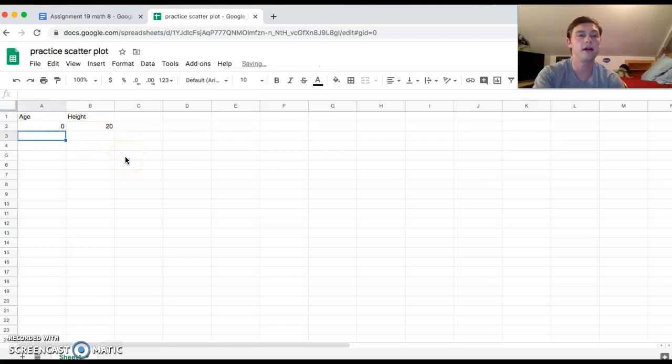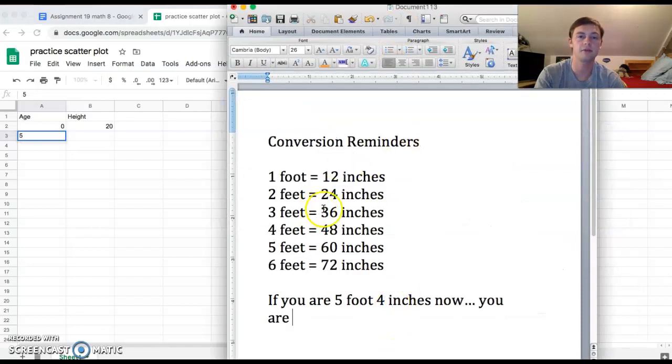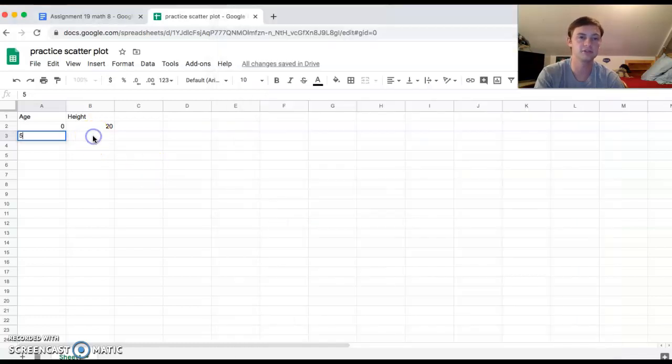When I was 5, and you guys are going to do when you're 5 too, I was probably maybe 3 feet, maybe a little more than 3 feet. So it might be helpful to have this conversion chart up here. Remember, 1 foot is 12 inches, 2 feet is 24 inches, 3 feet is 36 inches. We're just going to do this in inches. So I'm going to say like 38 inches. You guys will probably have a different number.